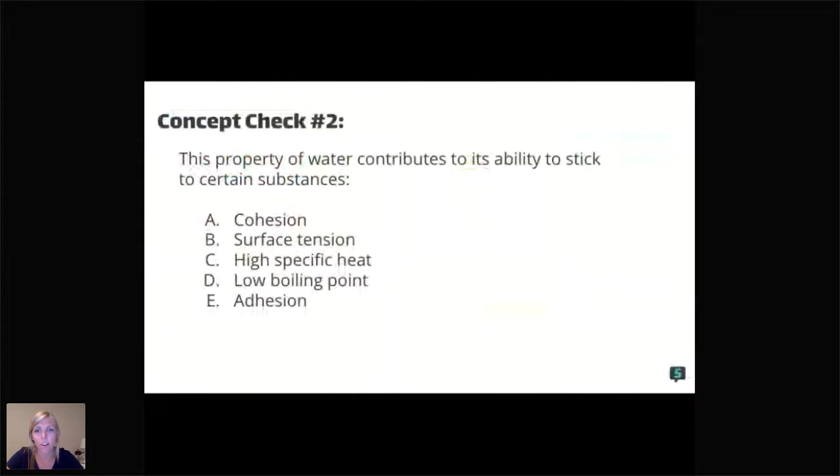Okay. Quick check. This property of water contributes to its ability to stick to certain substances. A, cohesion? B, surface tension. C, high specific heat. D, low boiling point. Or E, adhesion. So what property of water contributes to its ability to stick to certain substances? Go ahead and answer that. Type it in the corner over here.